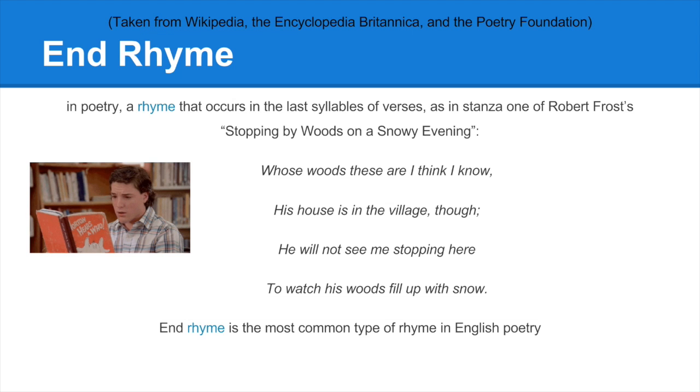All right, so this is a very basic rhyme here. Whose woods these are, I think I know. That's the last syllable of the line. His house is in the village, though. No, though. He will not see me stopping here. That does not rhyme with the rest of them. To watch his woods fill up with snow, though, no. And then here rhymes a bit later in the poem. When I taught you guys about fixed form poetry earlier on, we talked about rhyme schemes. So this one would be A, B, A, or in some cases A, X, A. The end rhyme is the most common type of rhyme in English poetry.